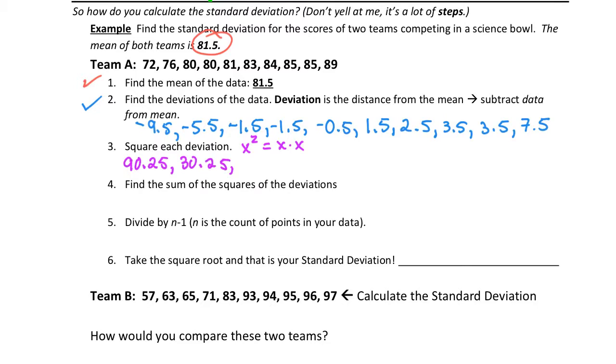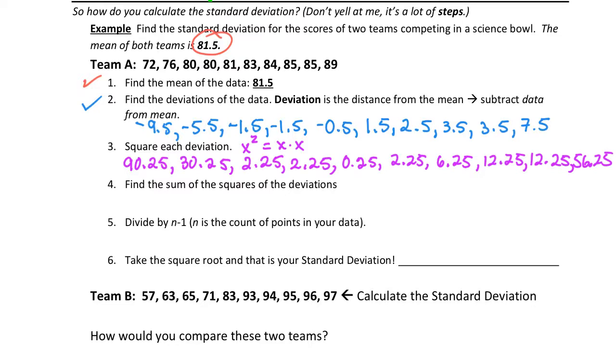Try filling in the rest of the numbers on your own, and I'll fill them in and show you the results in just one moment. Here are the remaining numbers for this data set, the deviations squared. Check your answers against mine, or copy down the results if you chose not to do it on your own. Step 3 is complete.